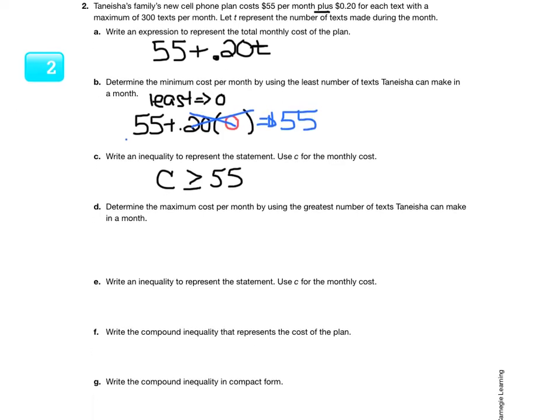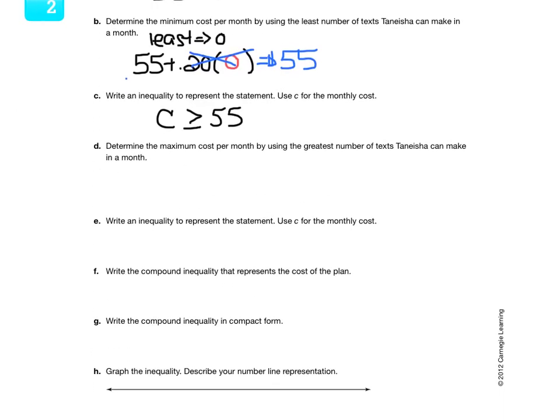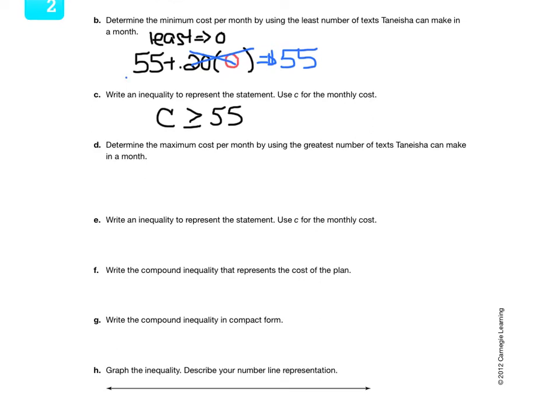And then carrying on down, determine the maximum cost per month by using the greatest number of texts. Well, what was the greatest number of texts? That was 300. So what is the maximum cost? Because that's all she can do. The greatest number is 300. So we're going to plug 300 in to that T spot instead of 0.